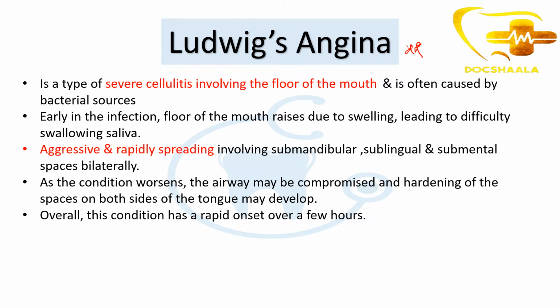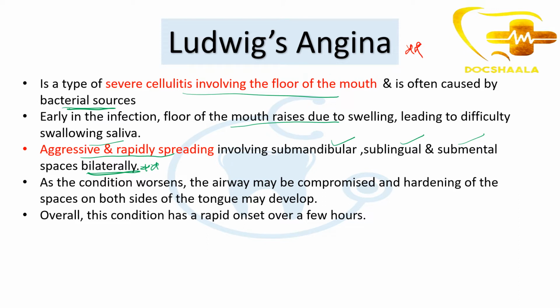It is a type of severe cellulitis involving the floor of mouth and is often caused by bacterial sources. Early in the infection, the floor of mouth rises due to swelling, leading to difficulty in swallowing saliva. It is an aggressive and rapidly spreading lesion, so it involves the submandibular, sublingual and submental spaces bilaterally.